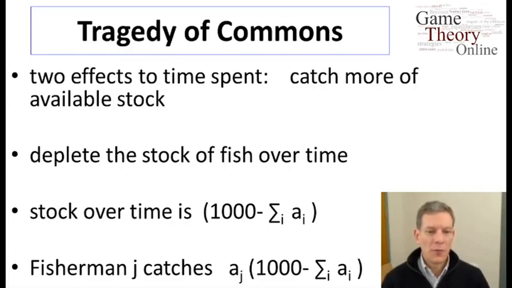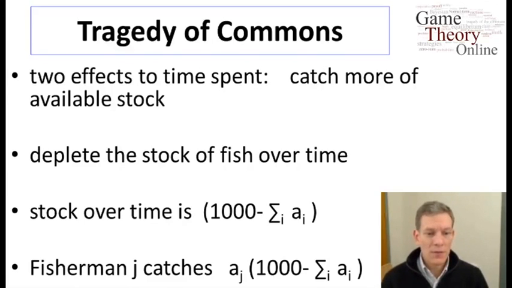Okay, so let's think of a world where we're going to normalize the payoffs here, and the stock over time is going to be represented by a function. This is just an example of a function that could work, but let's say it's 1,000 minus the sum of the a_i's of each of the individuals. We'll put some limits on what the available a_i's are, but the stock is given by a function which is decreasing in the total amount of time that all the fishermen spend.